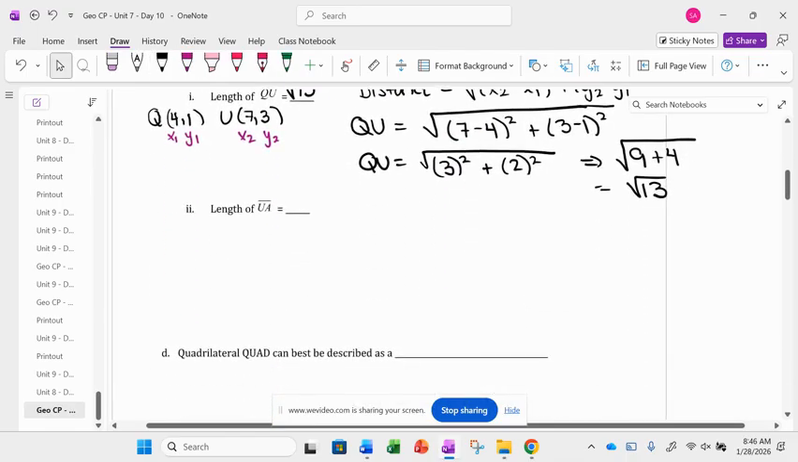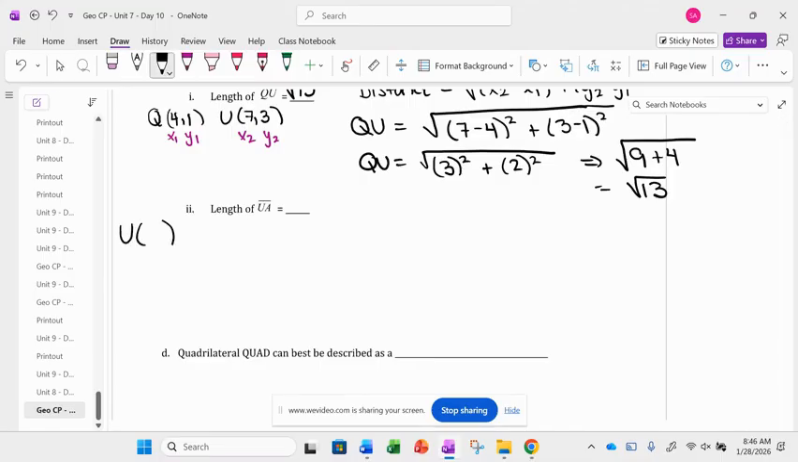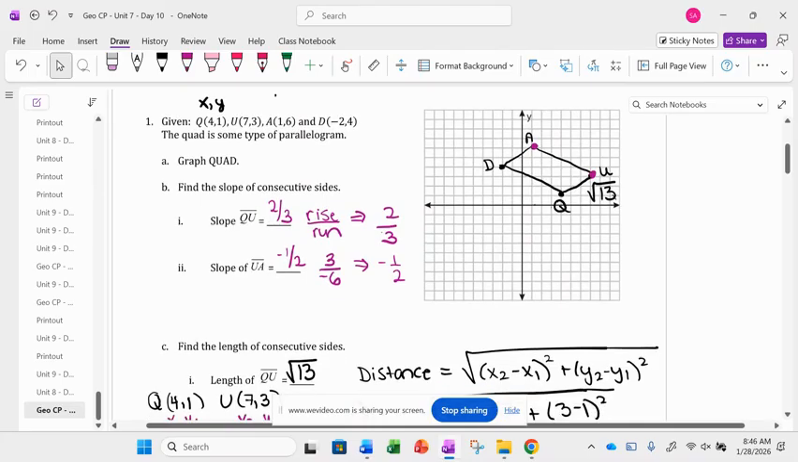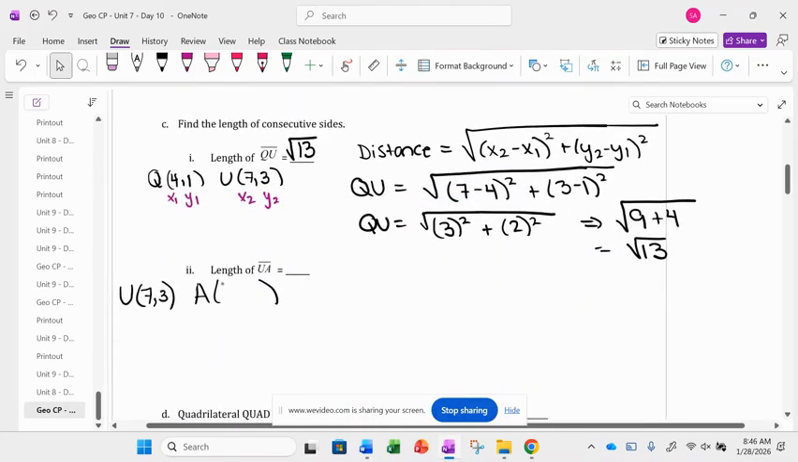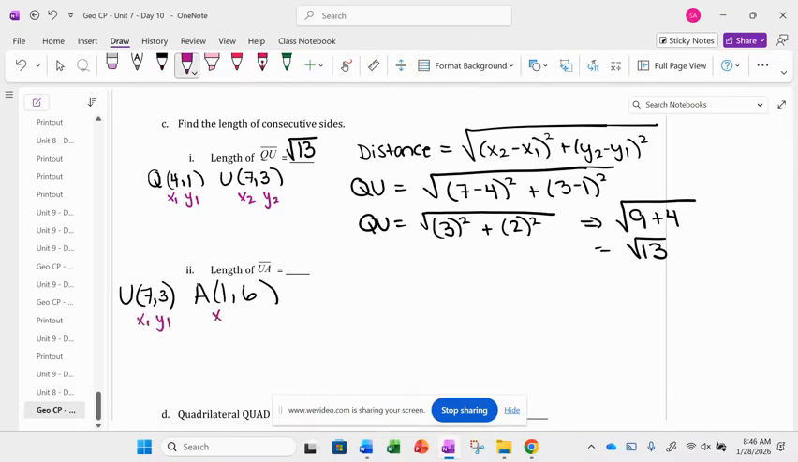Now we want to find the length of UA. So I'm going to write out the coordinates for U and A. So U is 7, 3. And the coordinates for A is 1, 6. So I'm going to say that U is x1, y1, and A is x2, y2. And now I'm going to find the length of UA.